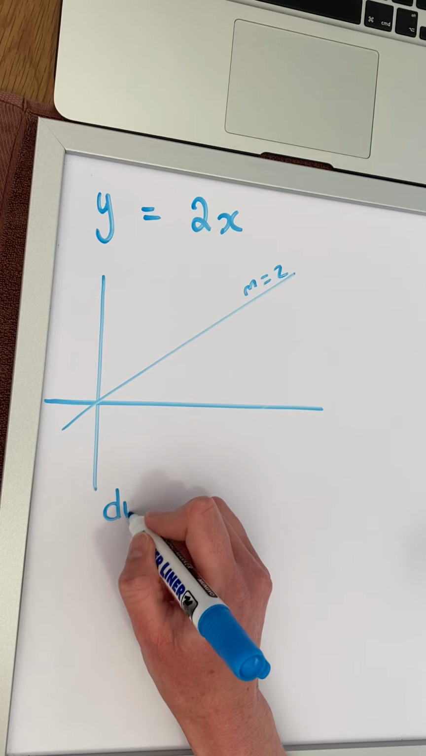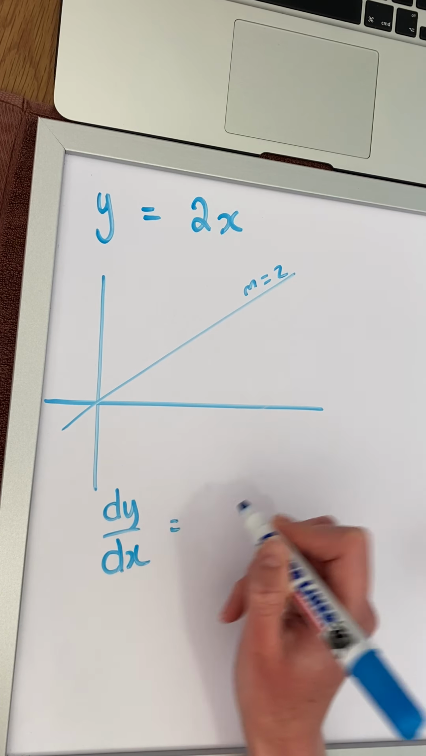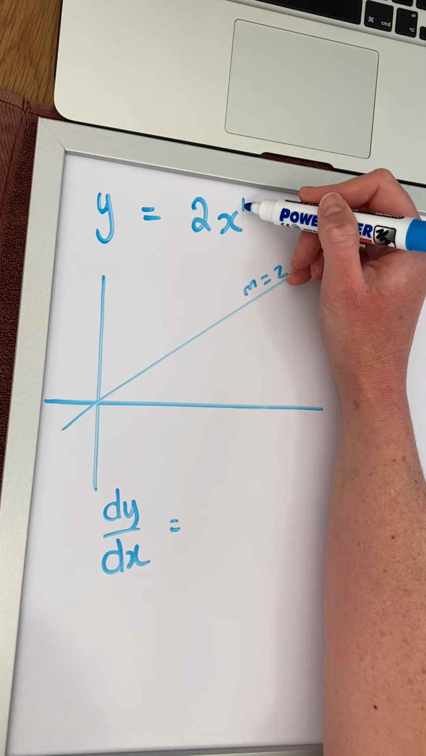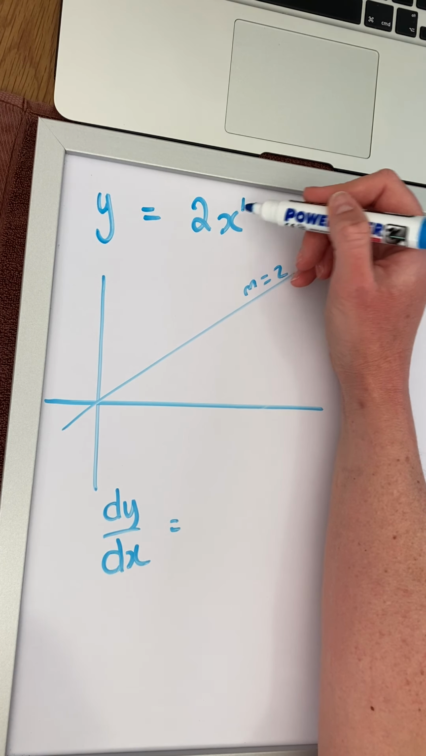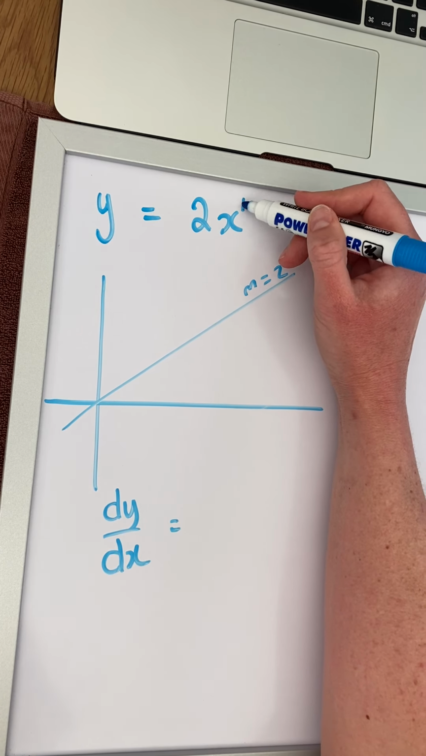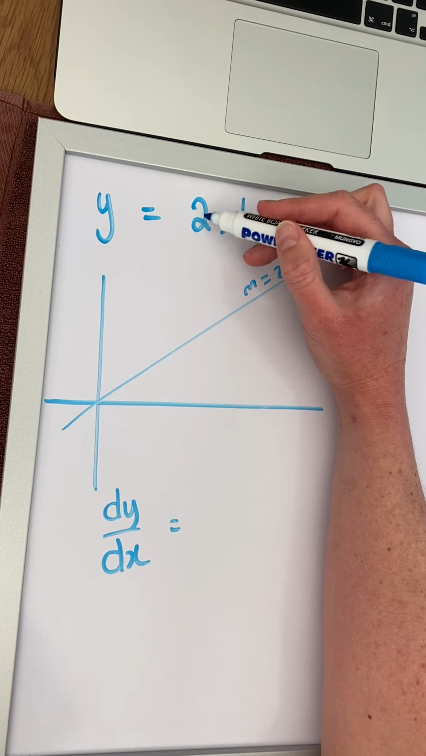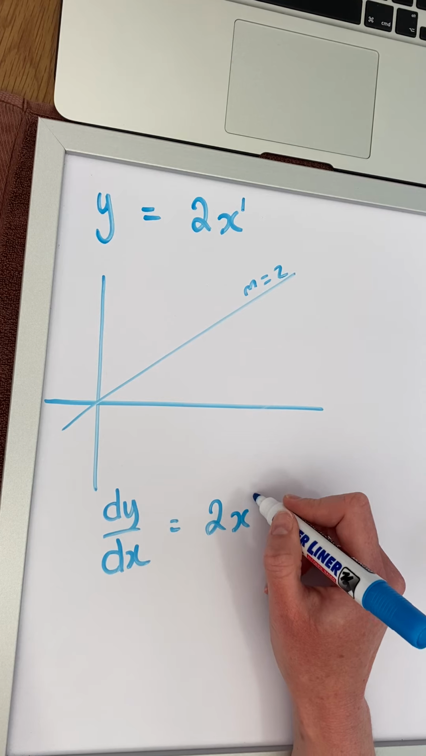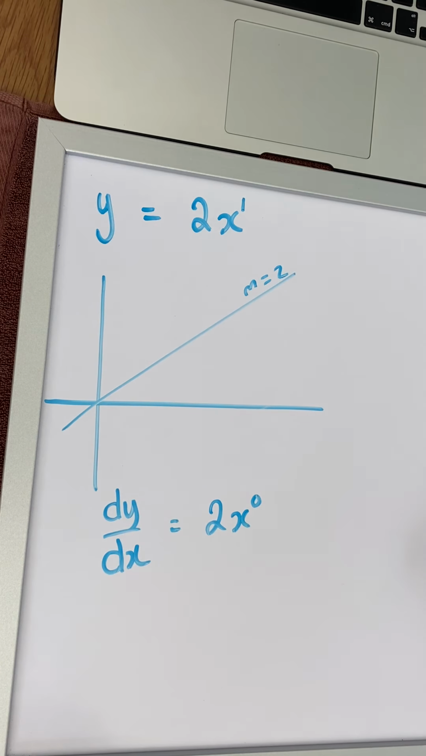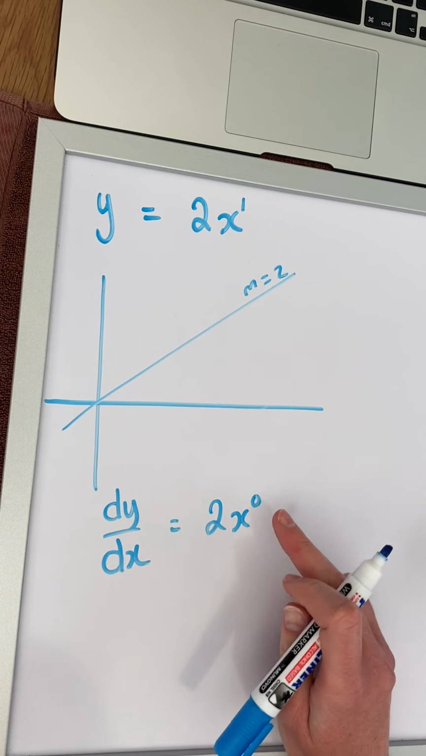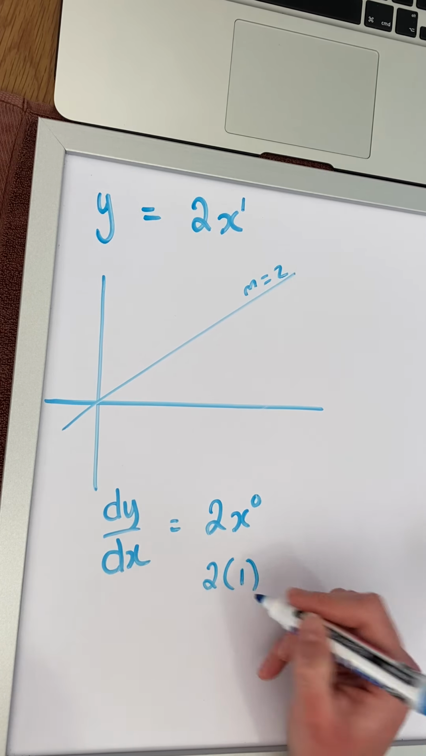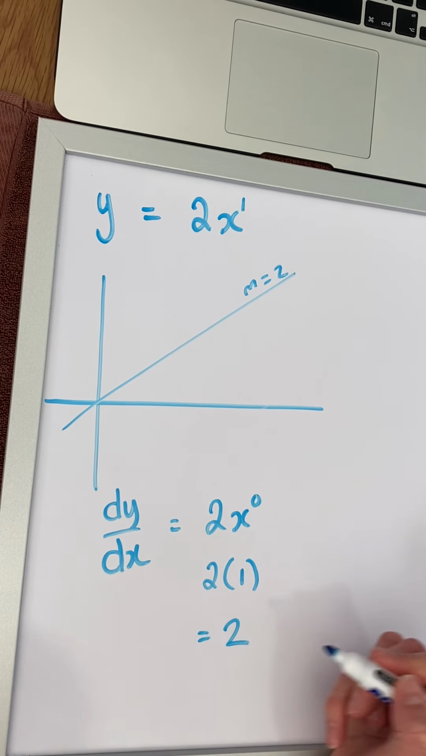But in terms of our basic rule, dy/dx, in our power here, if there's no power present, that means we have a power of 1. We bring down that power and multiply, so 1 times 2 gives me 2. And if we reduce that power by 1, we get 2x to the power of 0. From our index rules, we know that anything to the power of 0 is just 1. So really that is 2 multiplied by 1, which is just 2.